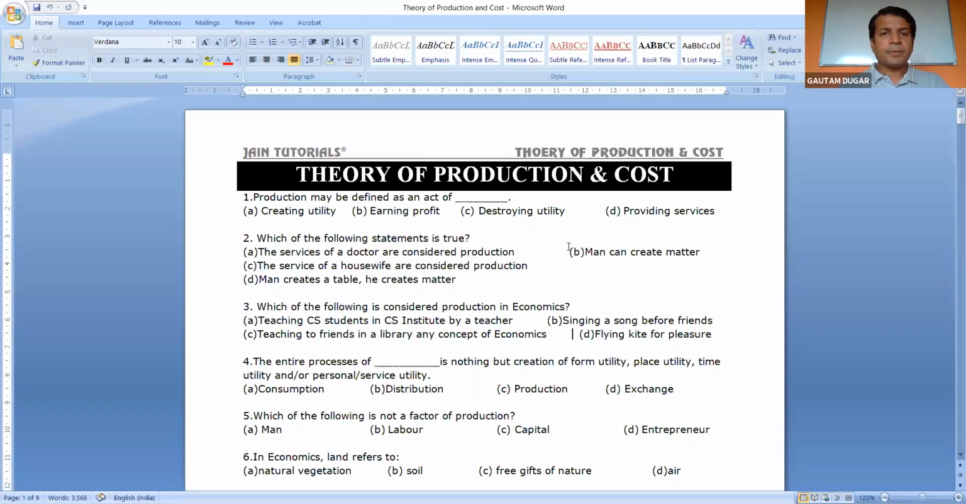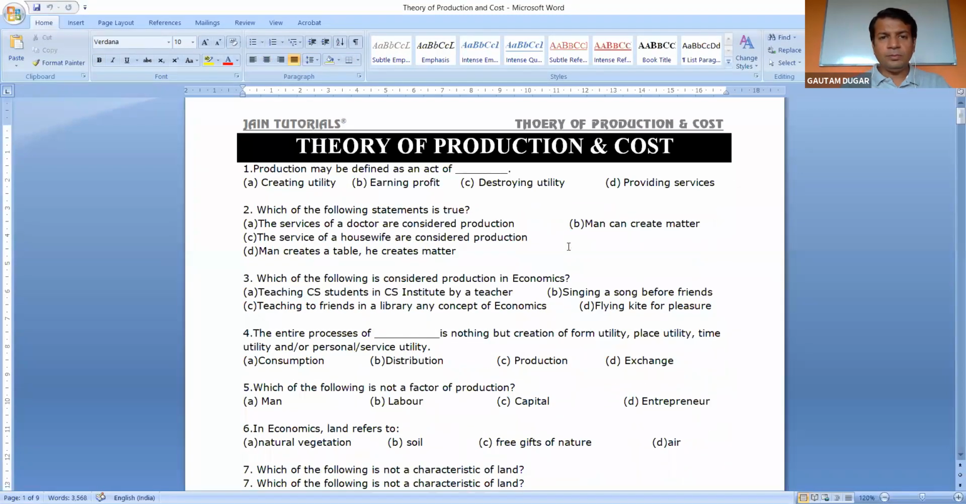Production may be defined as an act of option A, creating utility. As I said, production economics means adding to utility or creation of utility. Next, which of the following statements is true? The service of doctor are considered production? Yes, that is right. Service of housewife are considered production? Obviously no. Though utility is being created, but exchange is not involved. When mom cooks food, that definitely creates immense utility, but exchange, that is monetary reward, is not involved. So that is not production.